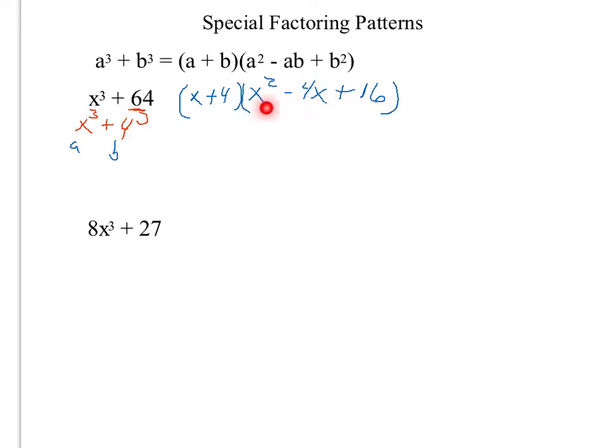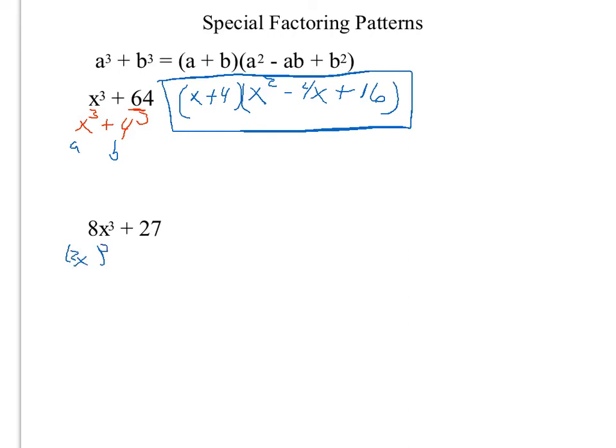That's as factored as that's going to get. You're going to want to try to factor that apart further. It doesn't go. That's as good as it's going to get. That's factored. All right, same type of thing on this next one. We need to be able to recognize that 8x cubed is actually 2x quantity cubed, plus 27 is 3 cubed.